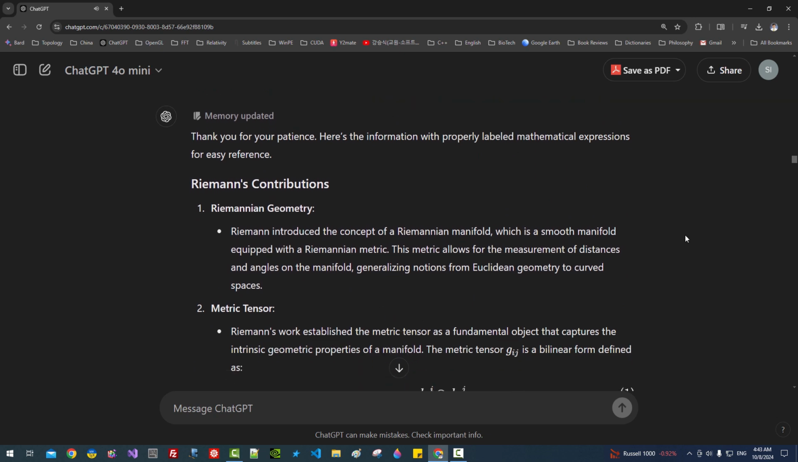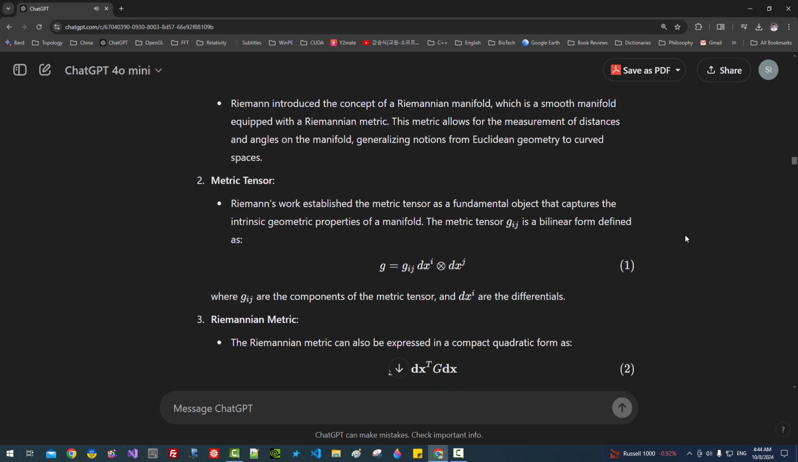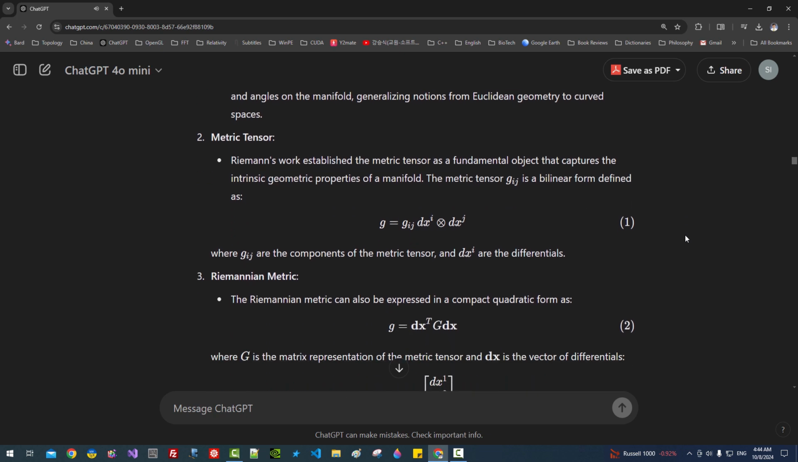Here's the information with properly labeled mathematical expressions for easy reference. Riemann's contributions. 1. Riemannian geometry. Riemann introduced the concept of a Riemannian manifold, which is a smooth manifold equipped with a Riemannian metric. This metric allows for the measurement of distances and angles on the manifold, generalizing notions from Euclidean geometry to curved spaces.